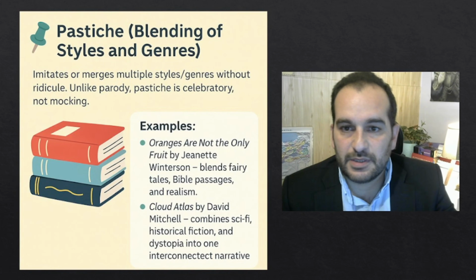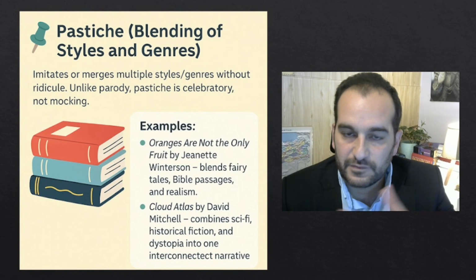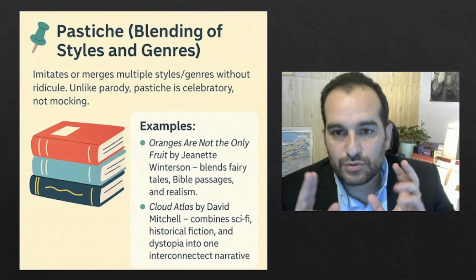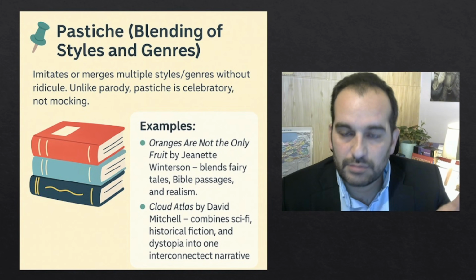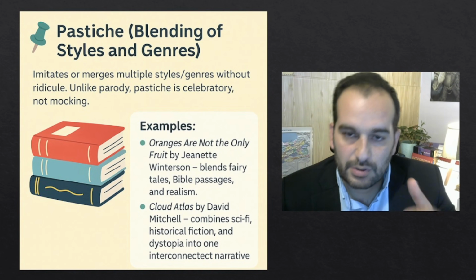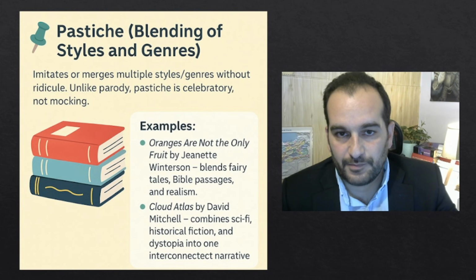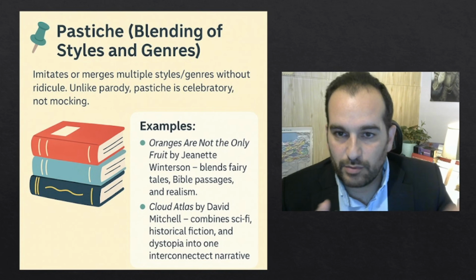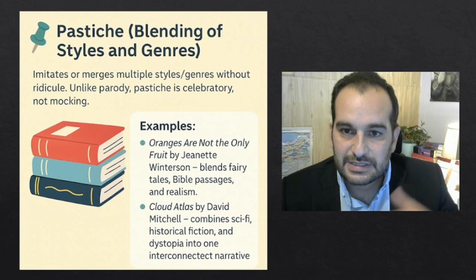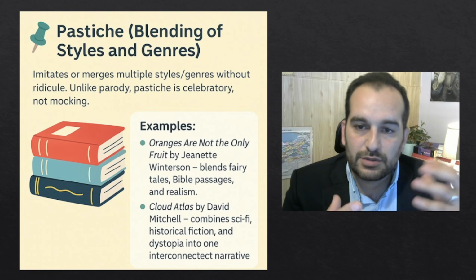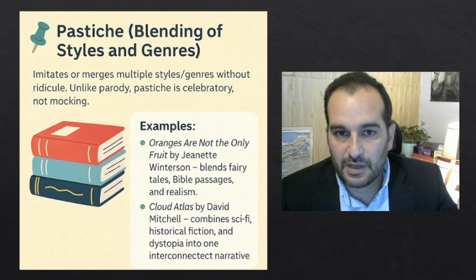The third element, pastiche, or blending of styles and genres. Here we see two styles or more, two genres or more, mixed and combined all together in one literary work. So you see romantic comedy, for example. So it's like the merge or the mix of two or more genres or styles.